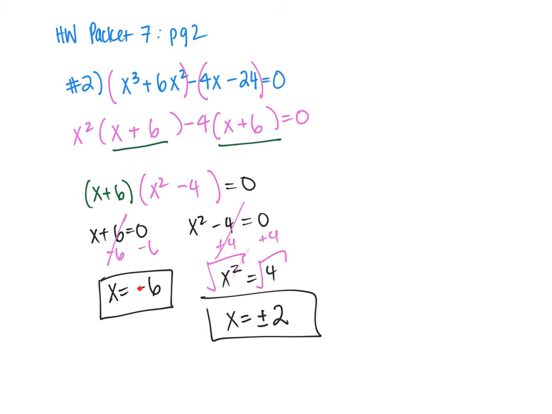Since this is x cubed, you should have 3 x values. And that's it. So if you notice 4 terms, got to group them, find your factors, set them equal to 0, solve for x.